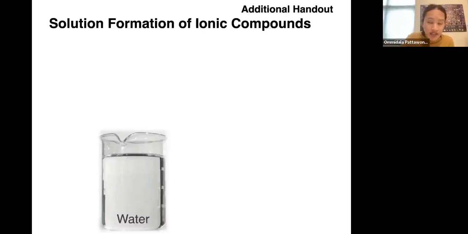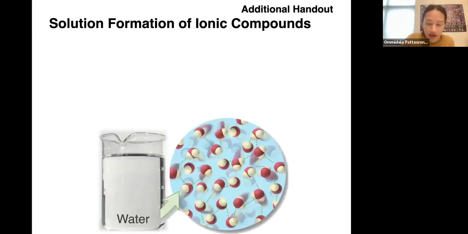Here, I'm going to give you more examples of how enthalpy change is going to affect solution formation. I'm going to use a water and salt mixture to help you understand this a little better. Let's say you have a beaker of water. The microscopic picture would be that each of these water molecules interacts with the others through hydrogen bonding.